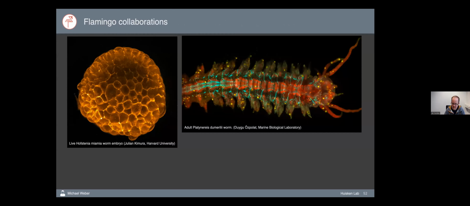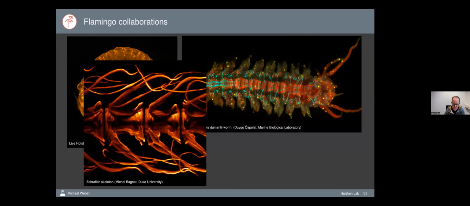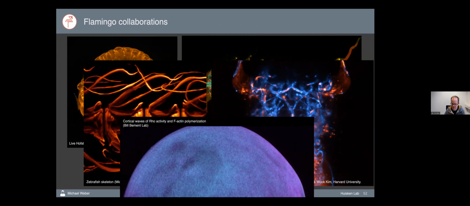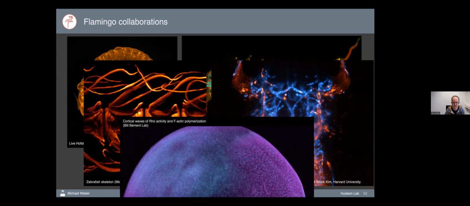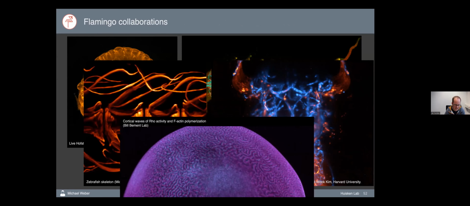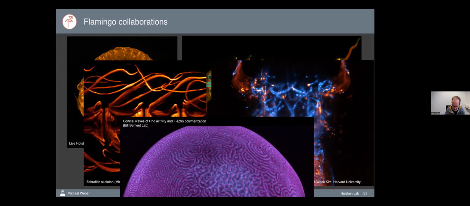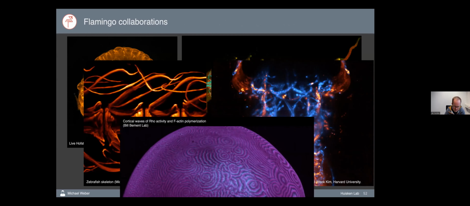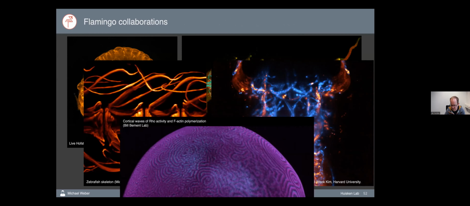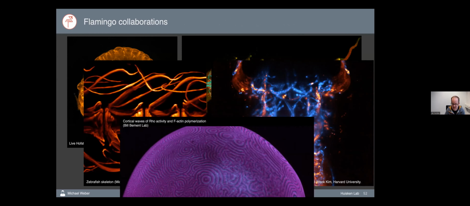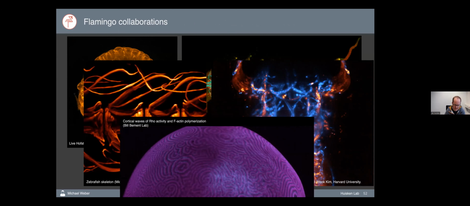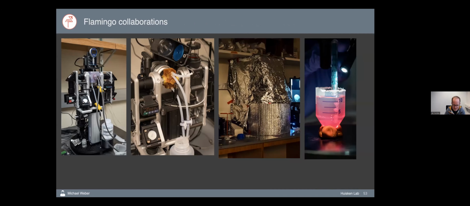So we've done this for several different organisms at different institutions already, quite successfully. We've been at the Marine Biology Lab in Woods Hole several times, and also in Madison. There are still a few Flamingos being used by collaborators, like in Bill Bement's lab, for example. And so it's been extremely successful. And of course, we are now expanding this to Europe, or at least to Germany for now.